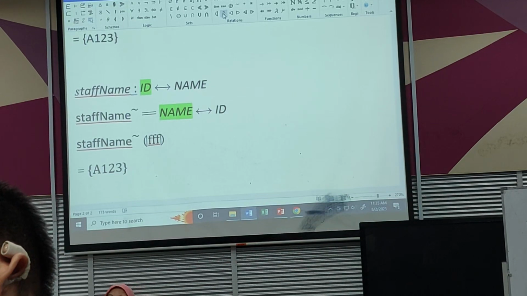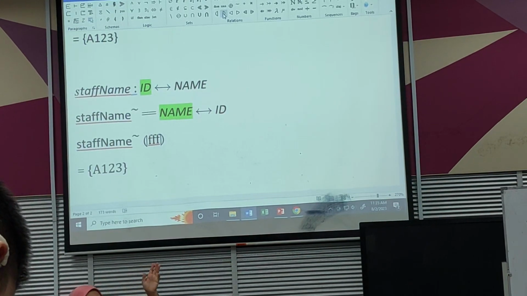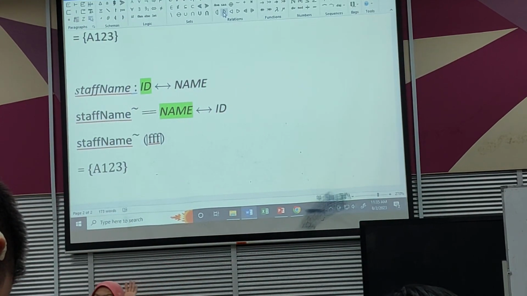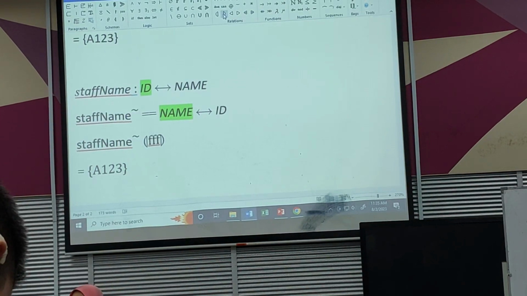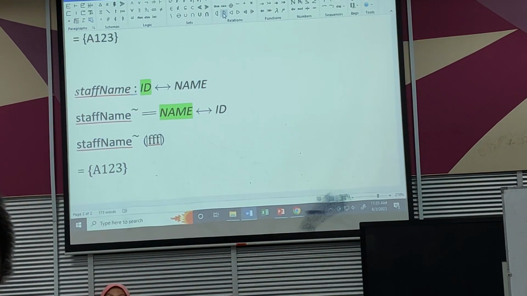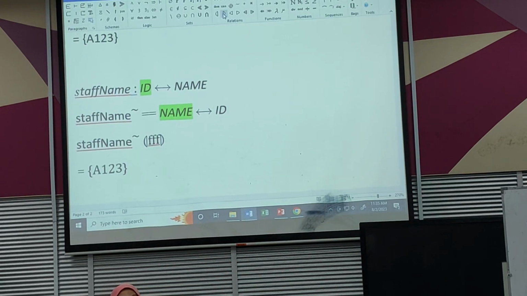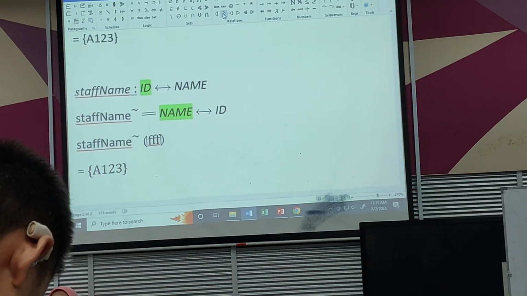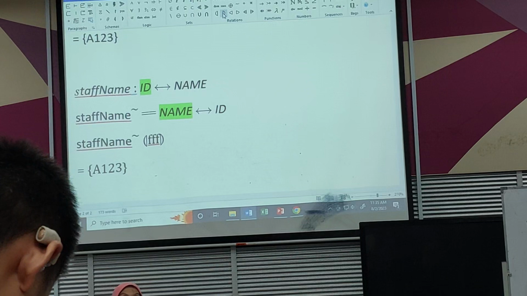Okay, inverse means you swap. Domain becomes range, range becomes domain. Okay, so this is actually used later when you want to produce the result. You don't have domain result, but you have range result.